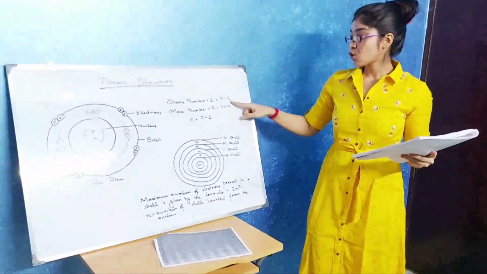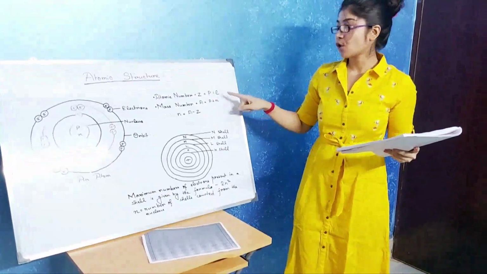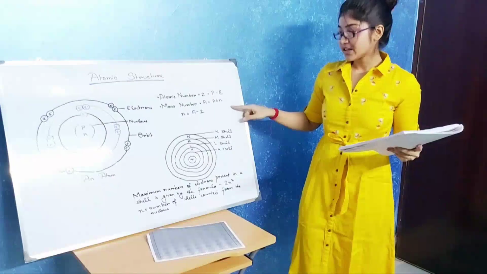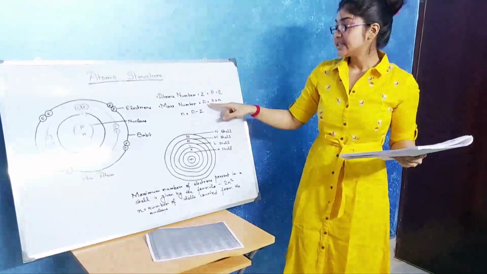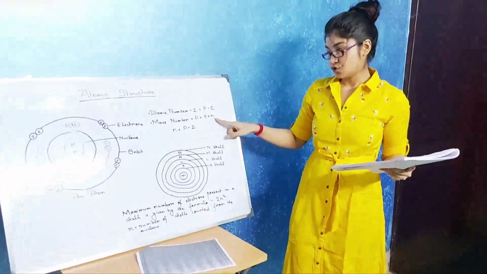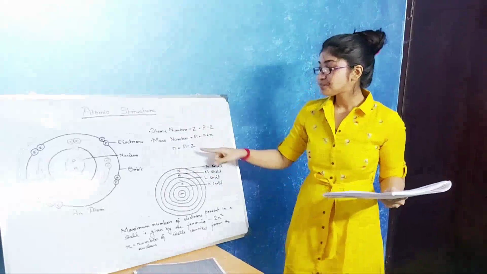Z means protons and electrons. Both protons and electrons form the atomic number. And what is the mass number? The mass number of an atom is protons plus neutrons. They together form the mass of the element.